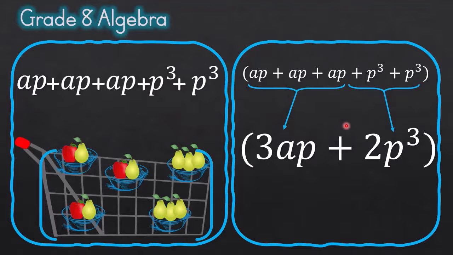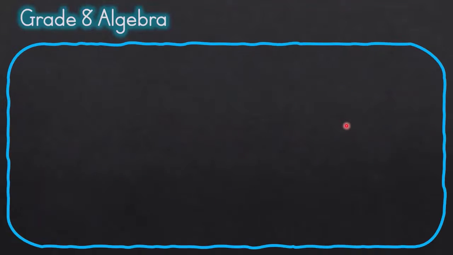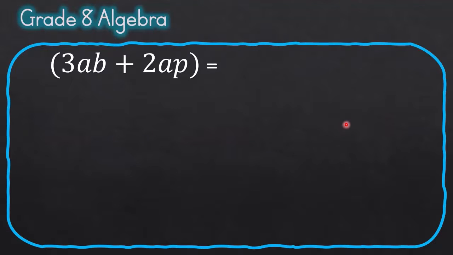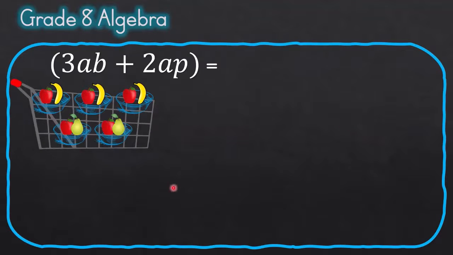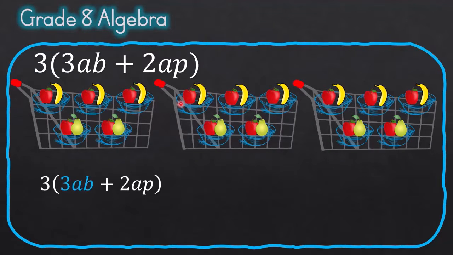But now what happens if I have more than one trolley? So here I have 3AB plus 2AP. So there's my trolley. I have 3 baskets with apples and bananas in, and I've got 2 baskets with apples and pears in. That's my one trolley, and that is what it looks like. However, if I have 3 of those, that means I have 3 trolleys. Okay, therefore I can say I've got 3 trolleys with 3 apples and bananas and 2 apples and pears in each.